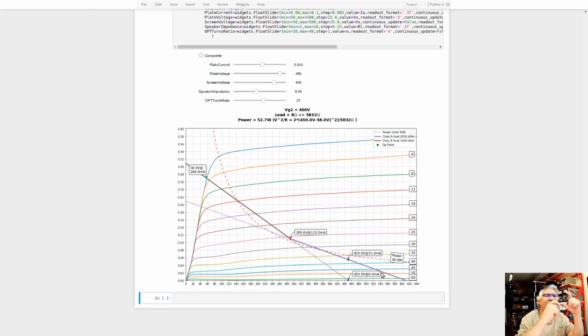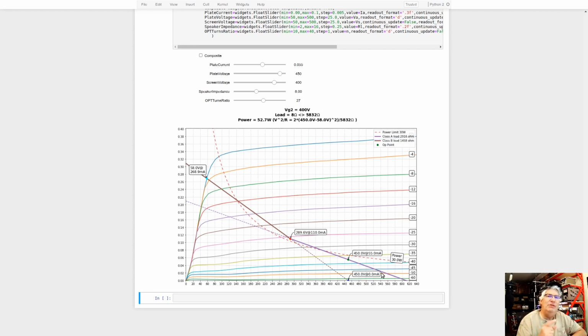And when that's the case, both tubes share the reflected impedance. So the impedance that the individual tube sees is half of the reflected impedance. So that's a particular slope of the load line.